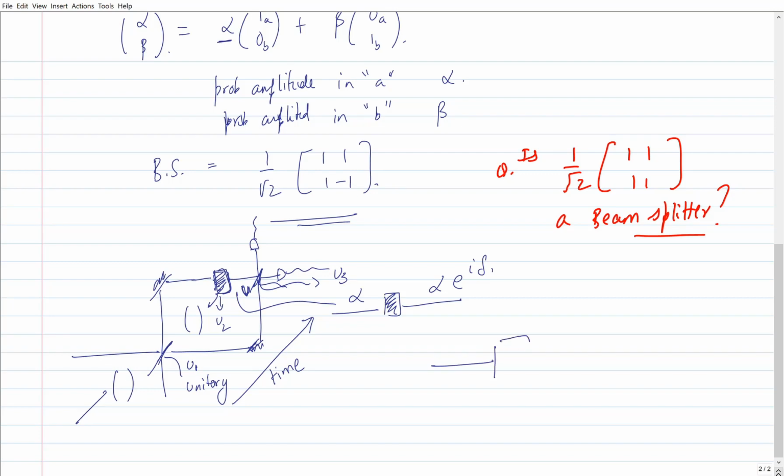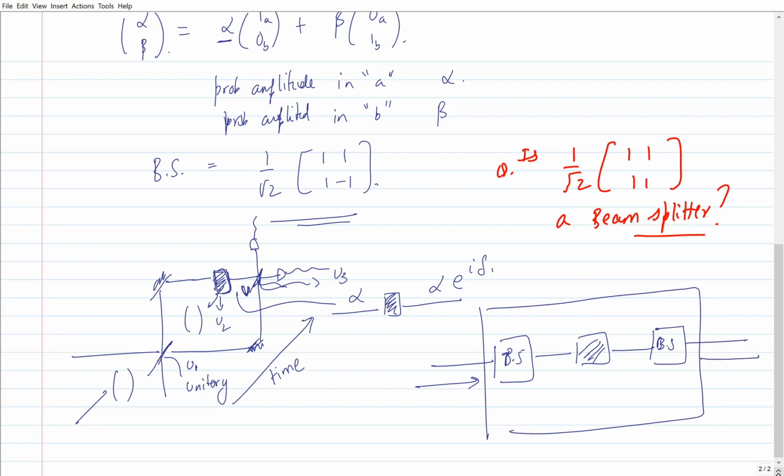I can conveniently represent it as a circuit. And the circuit would be the first beam splitter, then a phase shifter, then another beam splitter, and so on and so forth. So this is my input state, this is my quantum process, and this is my output. I forgot to include the mirrors, but you can put the mirrors over here. They are going to be another operation. So this is going to be mirror M1, mirror M2, some other unitary processes.